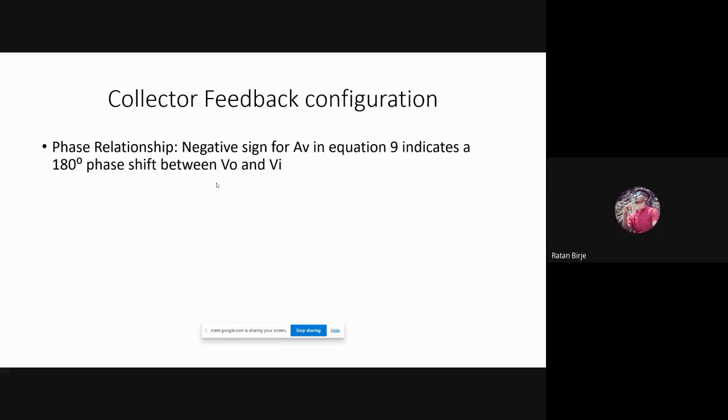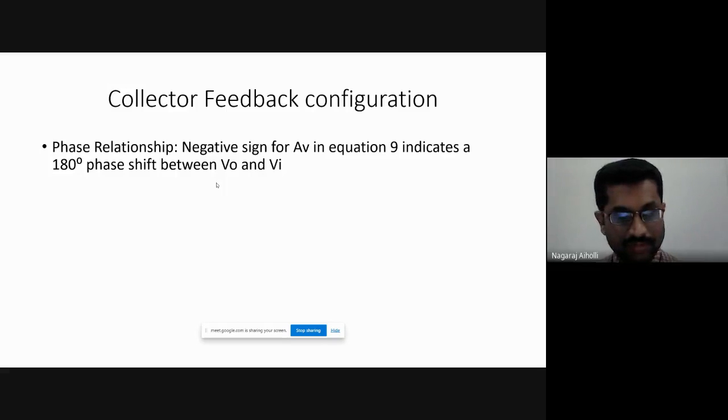No, sir. Okay, fine. So this is the method to be followed. We are following the same methodology for deriving the performance parameters for all the circuits. In the next class, I will be taking up the examples on the collector feedback configuration, and we'll see other parts of the module. That we will take up in the next class.